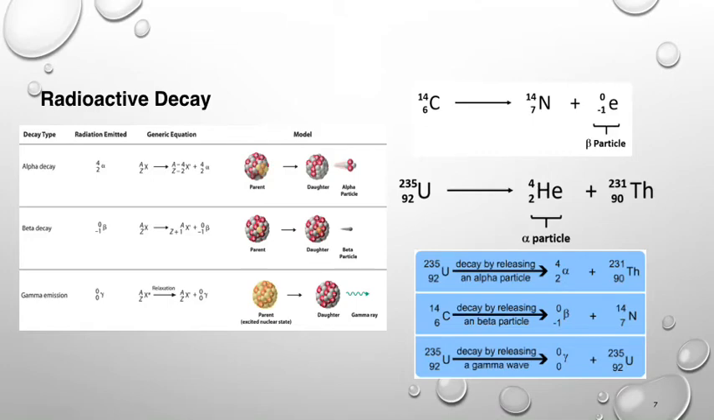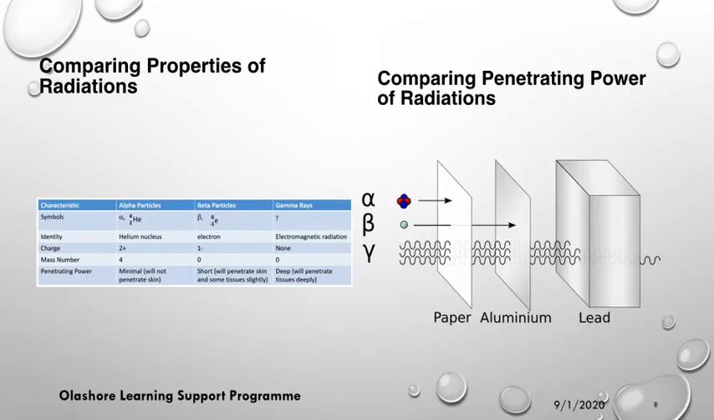And then we have another illustration right down there to show you how these decays occur. Here, these pictures give us the comparisons between the properties of radiation. For alpha particles, we already said the symbol is the Greek letter alpha. For beta particles, the symbol is the Greek letter beta. And for gamma rays, that's the Greek letter gamma. Alpha particles are helium molecules. Beta particles are fast-moving electrons. Gamma rays are just rays, they are not particles.